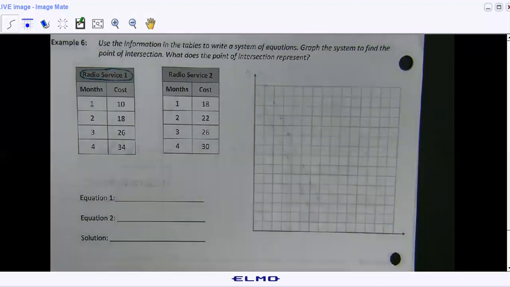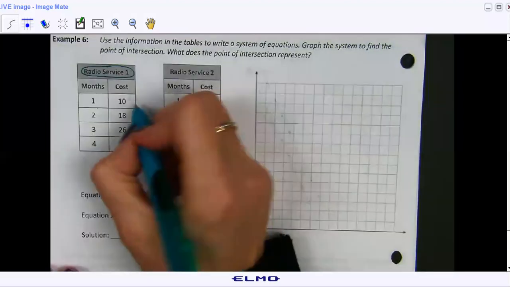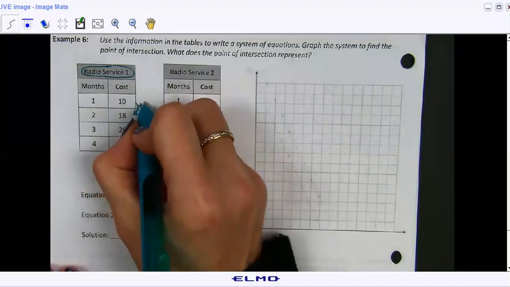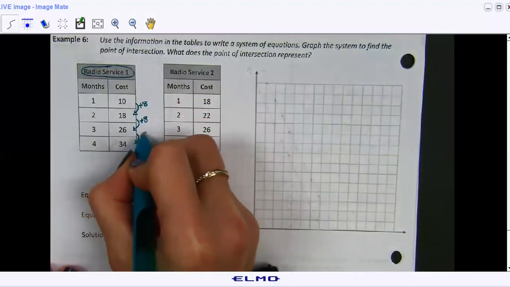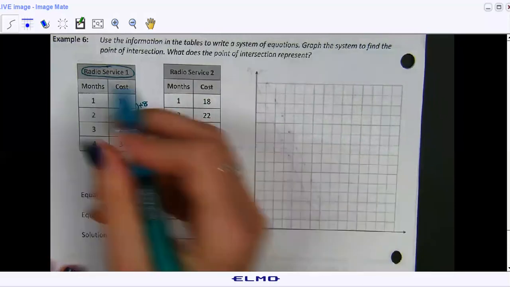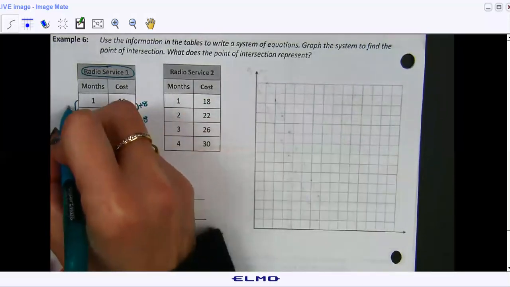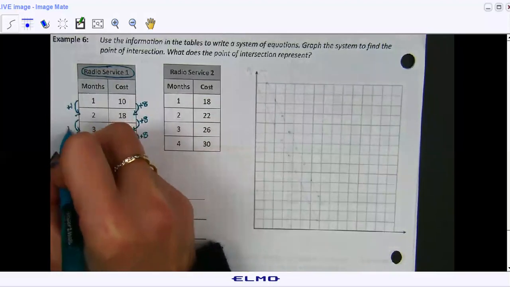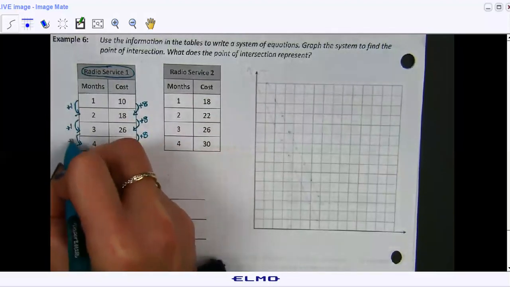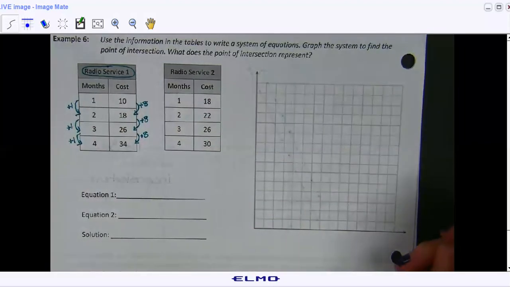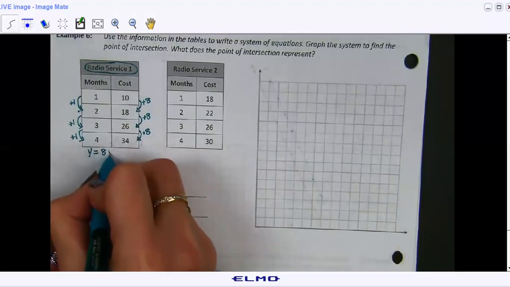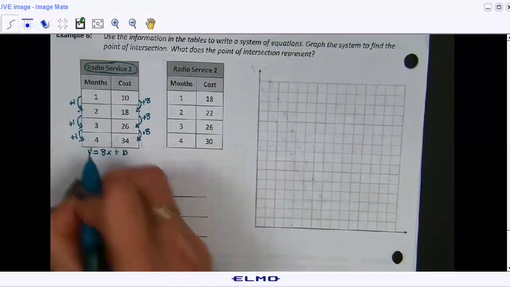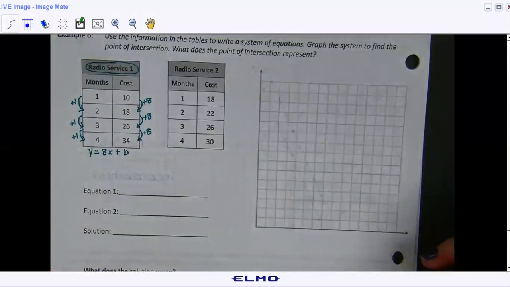Angelina said how many in between, which is the same as change in y over change in x. So it's going up by 8 and up by 8 and up by 8 on the y. So my change in y is 8, and my change in x is 1 each time. So I know my slope is 8. I'm going to plug that into my slope intercept equation: y equals 8x plus, and we don't know what our y-intercept is.